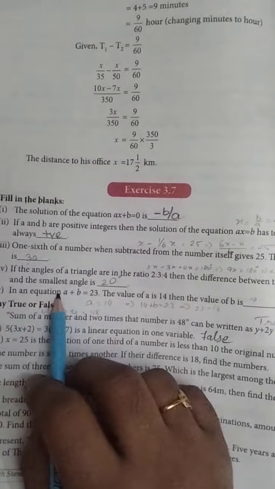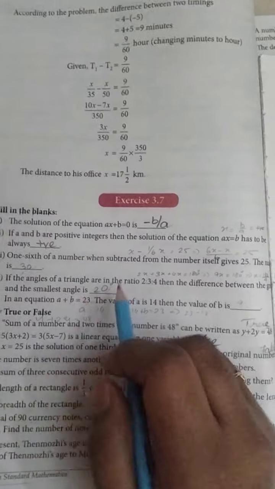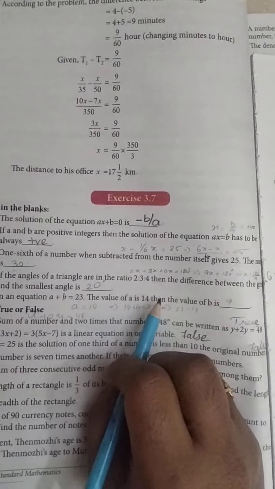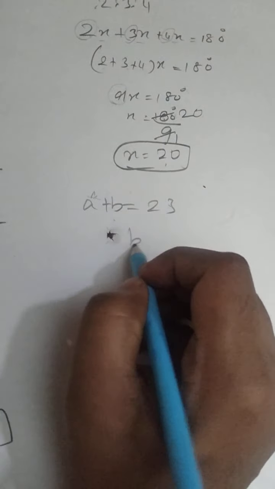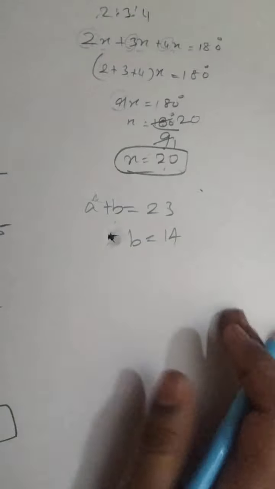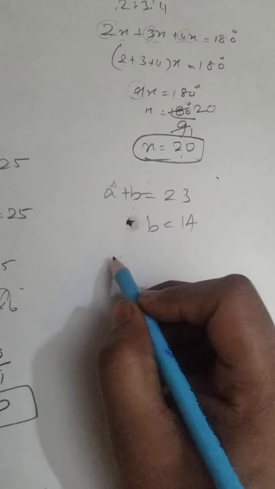Okay, in an equation a plus b is equal to 23. The value of b is 14, then the value of a is what? So you have to do the sums. See, listen, a plus b is equal to 23. So they have given that b is equal to 14. Clear? So what is a?